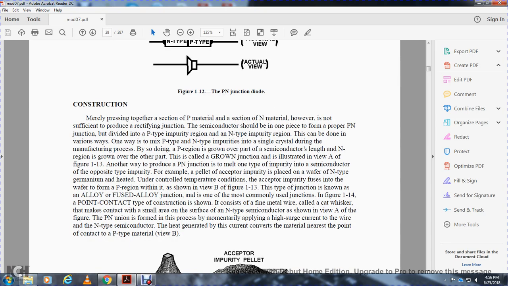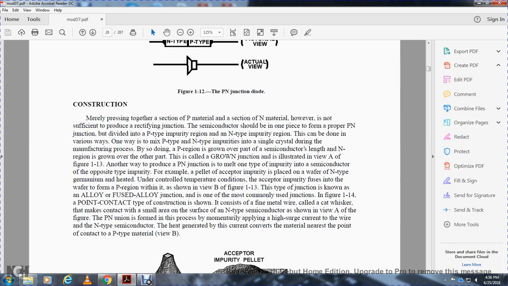Alright, construction. Merely pressing together a section of the positive material with a section of the negative material is not sufficient to produce a rectifying junction for the semiconductor. There should be a proper positive-negative junction that divides the positive type impurity region from the negative type impurity region. This can be done in various ways.